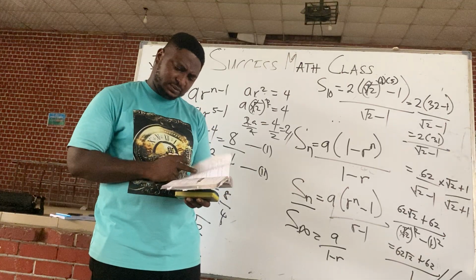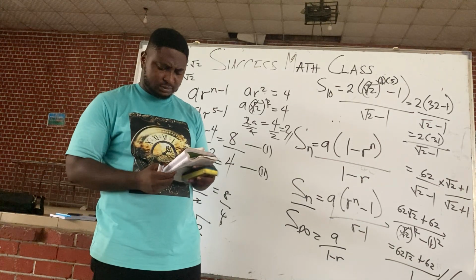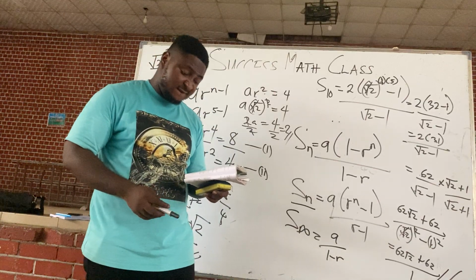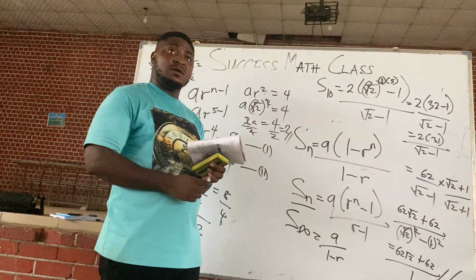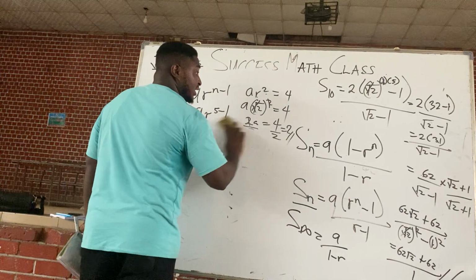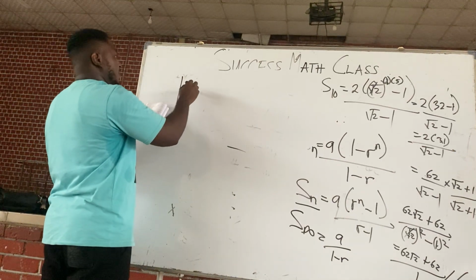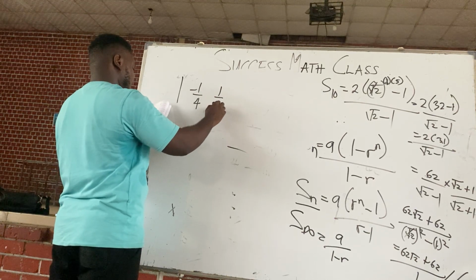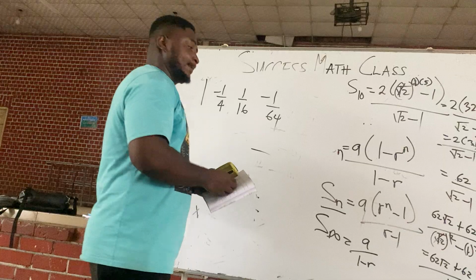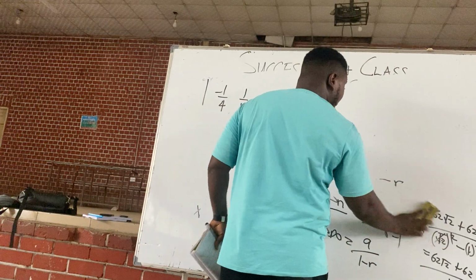Write down. Find the sum to infinity of the series: 1 minus 1 over 4, plus 1 over 16, minus 1 over 64.